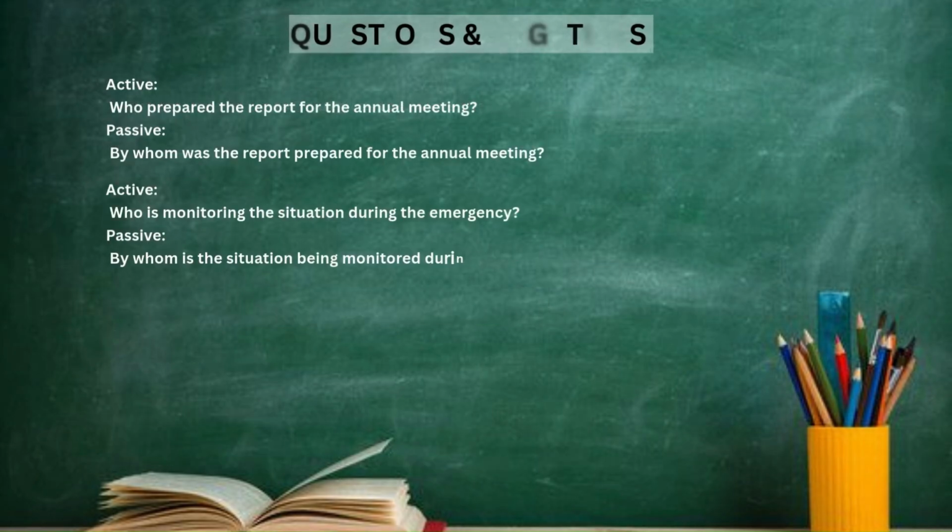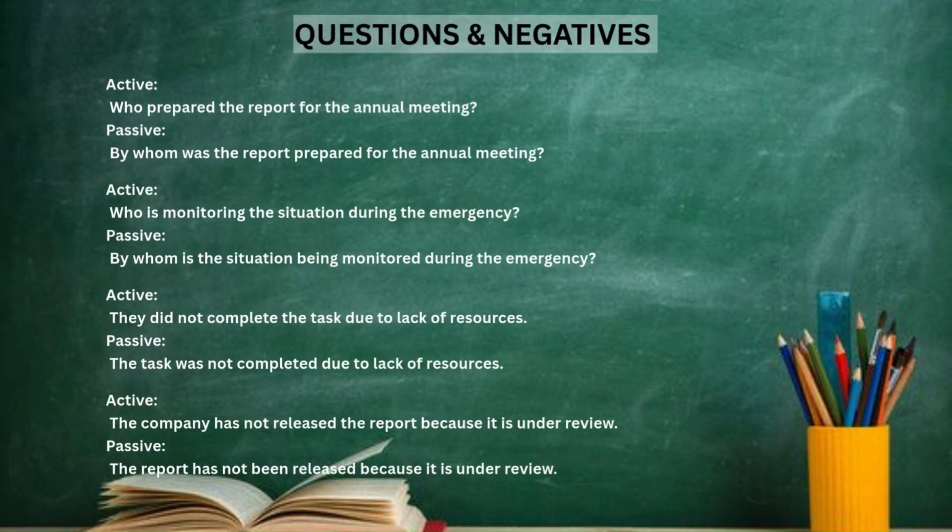Now we move to questions and negatives. Example number 1. Who prepared the report for the annual meeting? Passive. By whom was the report prepared for the annual meeting?